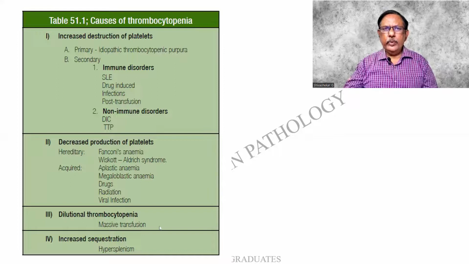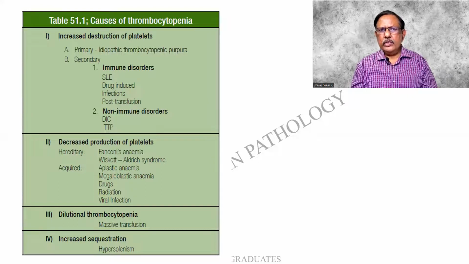Dilution, when multiple transfusions are given. And there is another condition called hypersplenism, where the spleen is very active, it phagocytoses. So these causes for thrombocytopenia we shall be having in our mind. We have seen the structure of the platelet, what the megakaryocyte looks like, what are the causes for thrombocytopenia, and what is the count.